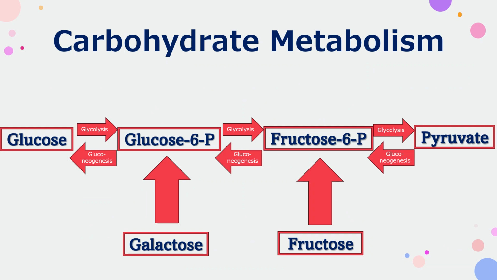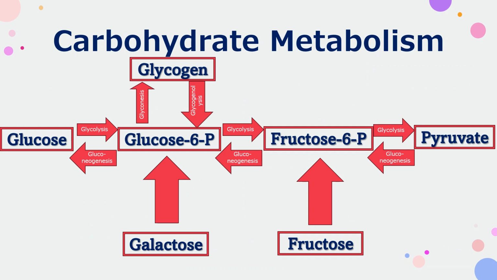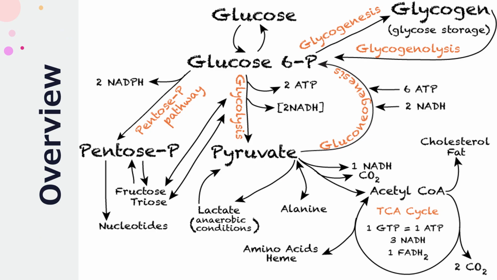Whenever the body requires, pyruvic acid or acetyl coenzyme A or other biomolecules are converted back to glucose through the gluconeogenesis process, and then glycogen is synthesized through glucose 1 phosphate, glucose 6 phosphate. So glucose to glucose 6 phosphate, and then glycogen through glycogenesis, and it will be broken down through glycogenolysis. So this is the summary of the carbohydrate metabolic process.